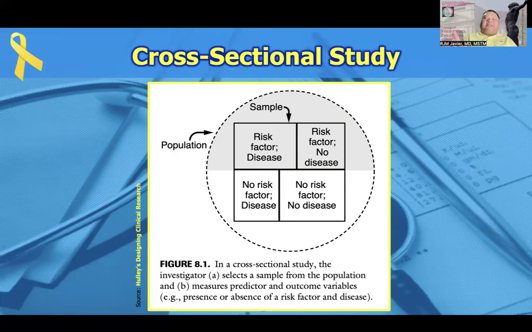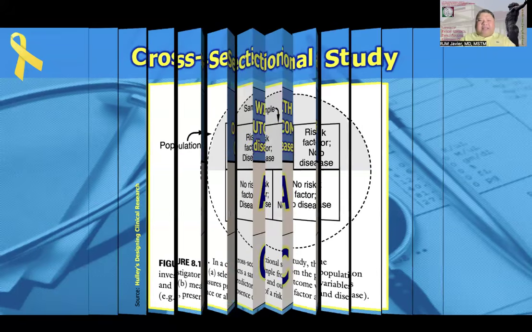But notice you have a single population, one circle, wherein you recruit people and you analyze the presence or absence of the outcome together with the presence or absence of the exposure variable simultaneously with the presence or absence of the outcome variable at a single point or a single period in time. This is the general schema of an analytical cross-sectional study design.